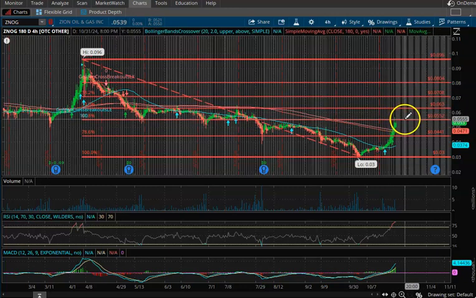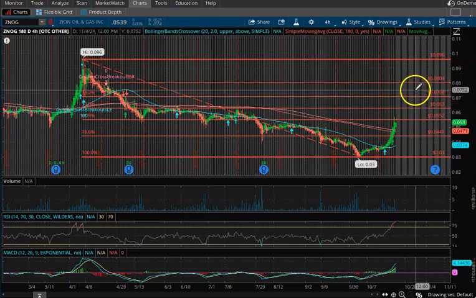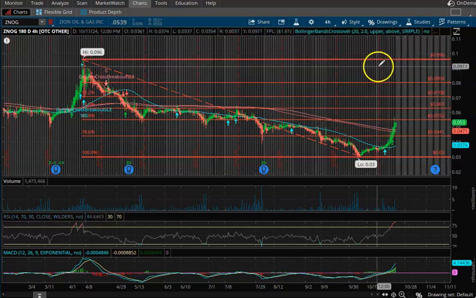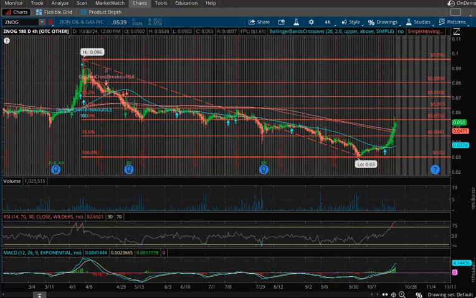So your resistance right now, 0.0552, 0.063, 0.0708, 0.0804, and all the way to basically right at about 10 cents. So you still got some room to run. It's another potential double up play from this particular point.